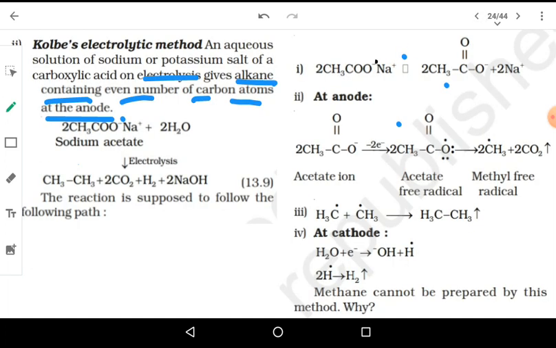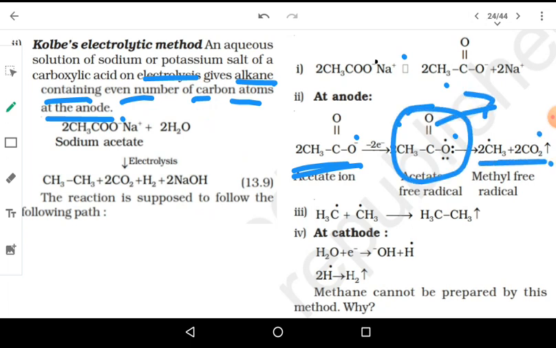So this is what is happening in the Kolbe's electrolysis. So here we can see at the anode oxidation is happening. So what is happening? Two electrons are being removed. So from two molecules, two electrons are being removed. So the negative charge of the oxygen is converted into free radical. Now there is elimination. So there is cleavage here, and ultimately there is elimination of carbon dioxide. And two molecules of methyl free radicals are reacting to give the desired product.